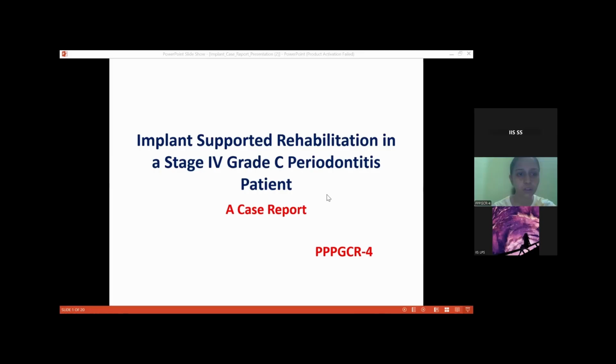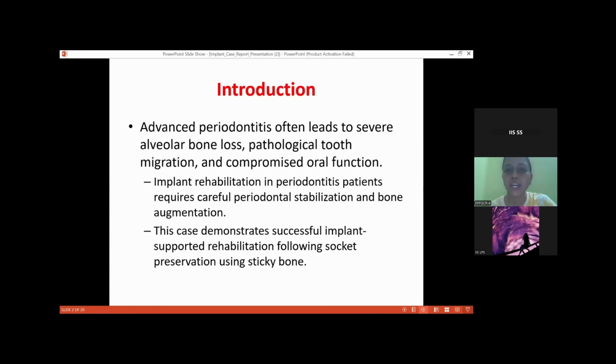Today I am presenting a case report on implant supported rehabilitation in a stage 4 grade C periodontitis patient. Advanced periodontitis often leads to severe alveolar bone loss, pathological tooth migration, and compromised oral function. Implant rehabilitation in periodontitis patients requires careful periodontal stabilization and bone augmentation, and also periodontal stabilization through supportive periodontal therapy. This case demonstrates successful implant supported rehabilitation following socket preservation using sticky bone.